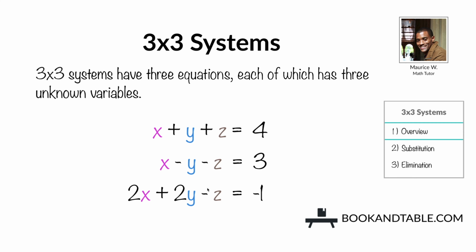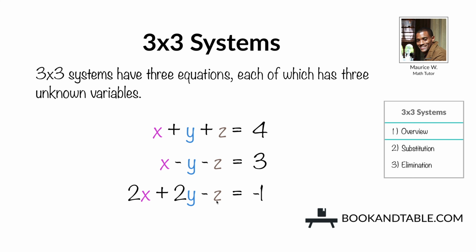A 3x3 system is not much different. 3x3 systems have three equations, each of which has three unknown variables. So for example, x plus y plus z is equal to 4 could be equation number 1. x minus y minus z is equal to 3 can be equation number 2. And 2x plus 2y minus z is equal to -1 could be equation number 3. And for all three of these equations, each variable has the same exact value in each one.